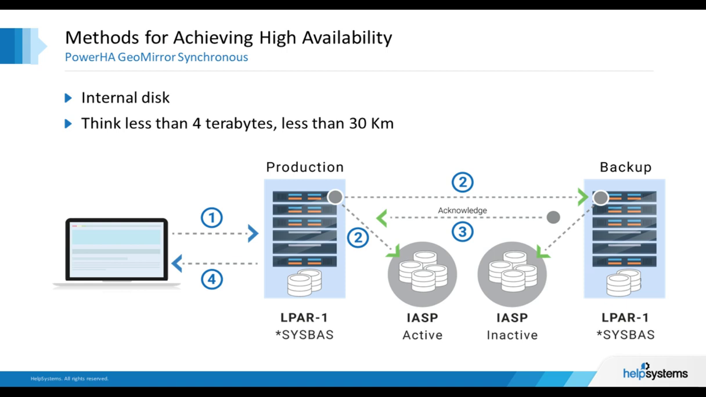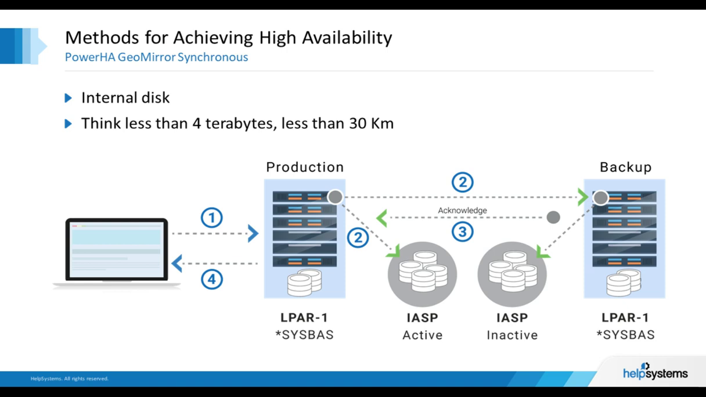So internal disk, this is GeoMirroring. There are a lot of clients, believe it or not, that are even under 1 terabyte of disk on the IBM i, and so GeoMirroring might be the right solution for them. And here is that synchronous mode, and we're less than that 30K. Now, the 4 terabytes is really more of a recovery point.